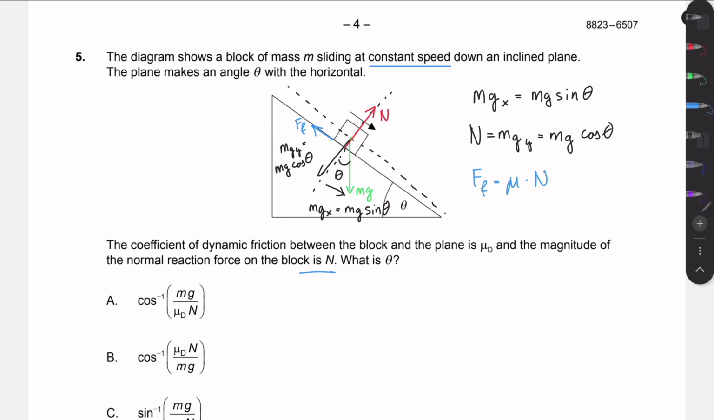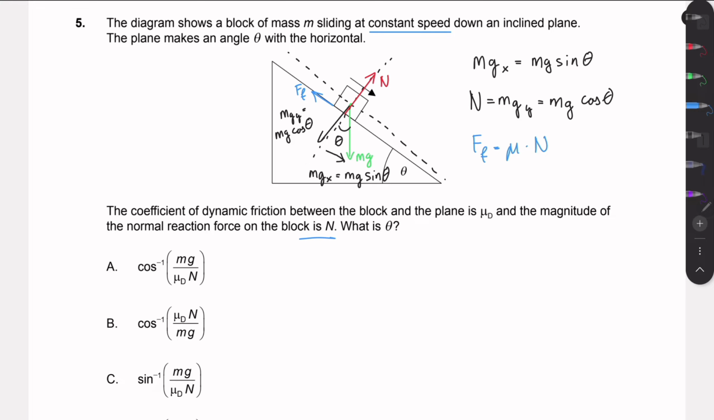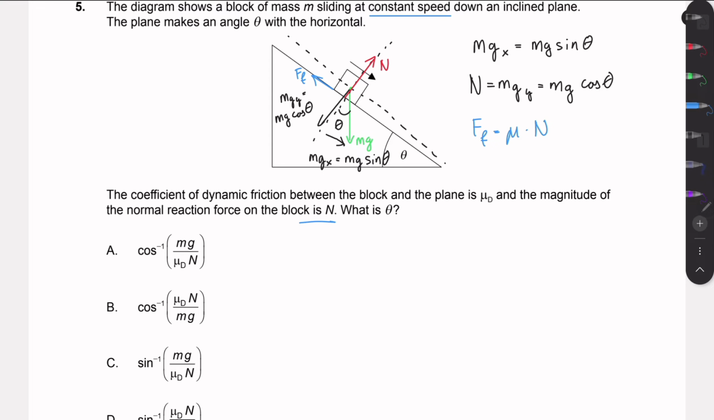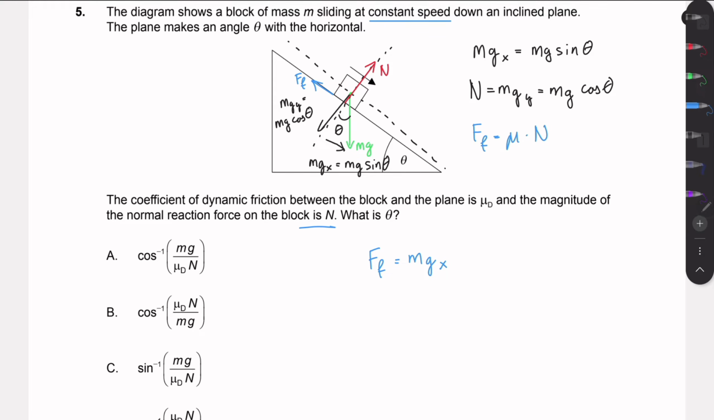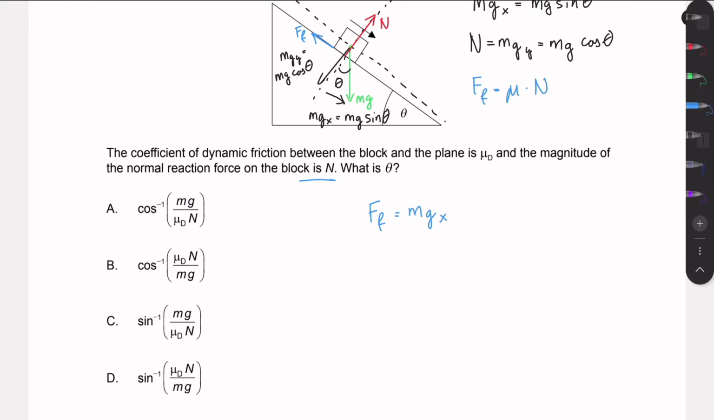And we know we're at constant speed, so the forces in all directions must balance each other out. So if we look at this horizontal axis, the forces must cancel each other out. And well, the only two forces we have here are the frictional force and the x component of the weight force. So if these two cancel each other out, we will not accelerate down the slope. And well, now we just need to plug in our values.